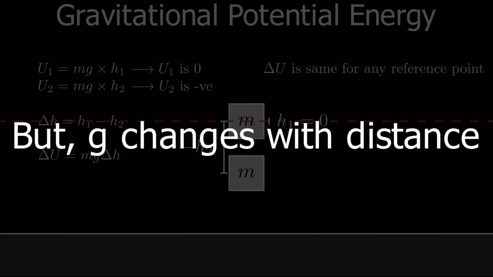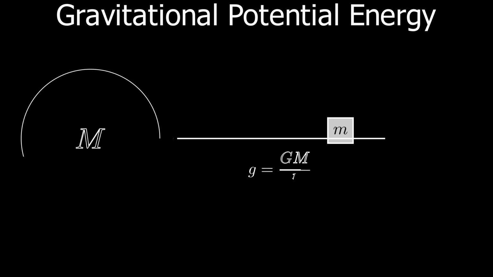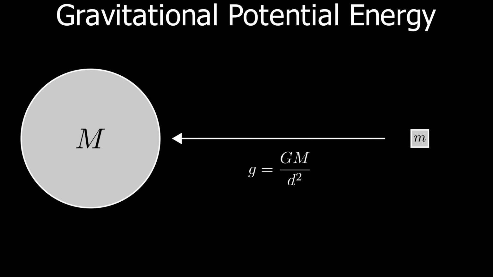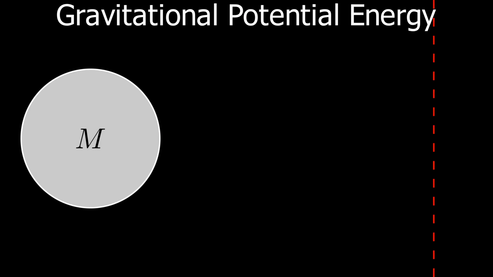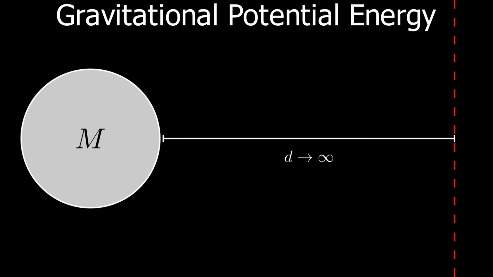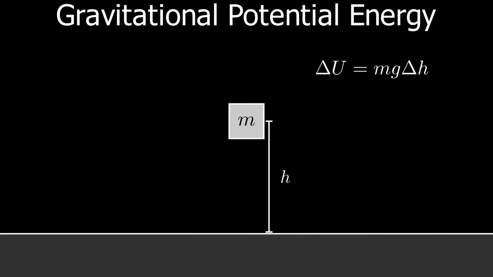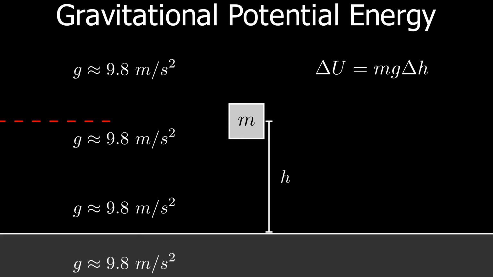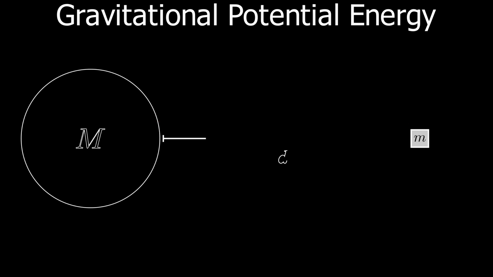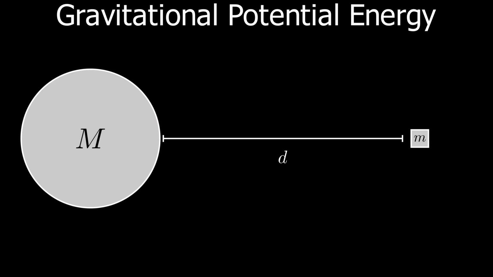But there is another problem. The value of g is not uniform at all height, it changes. And what if we chose the reference point at infinity? It turns out that the equation, U is equal to mgh, is only accurate for calculation near the surface. Where the value of g is almost same and the reference points can be at finite distance. For cosmological scale, there is more general formula for gravitational potential energy.